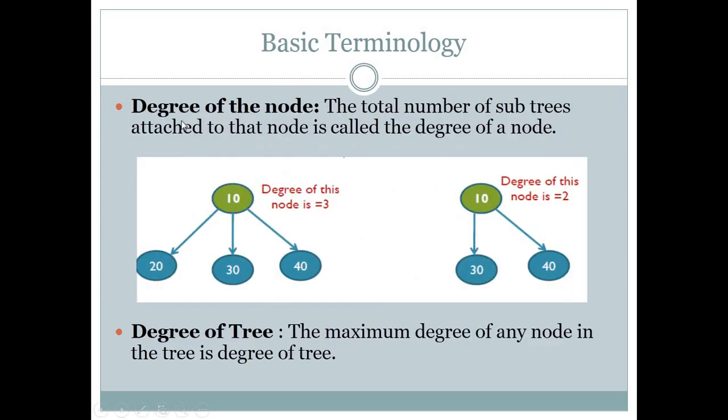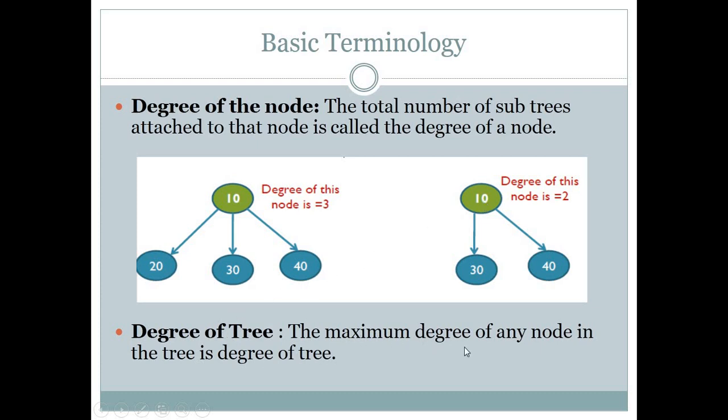Now the basic terminology about degree of the node. Basically the total number of subtrees attached to the node is called the degree of a node. So here we have 10, and with 10 we have attached 20, 30 and 40, means we have attached 3 subtrees, or we can say 3 sub nodes. So the degree for this 10 is 3. Here in this example you can see that the degree of this node is 2. Why? Because we have attached 2 trees, or we can say 2 nodes, with this node.